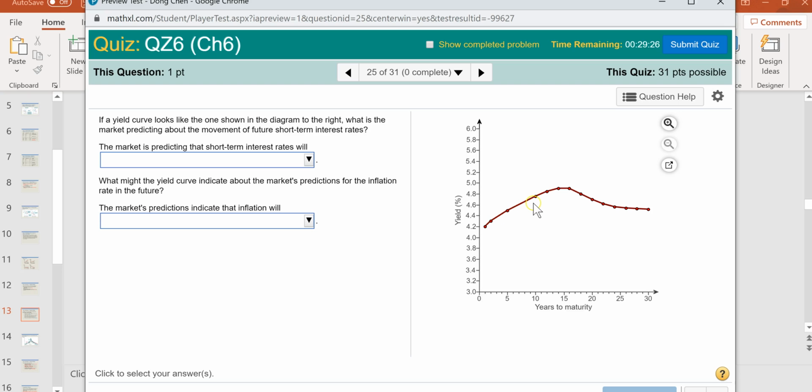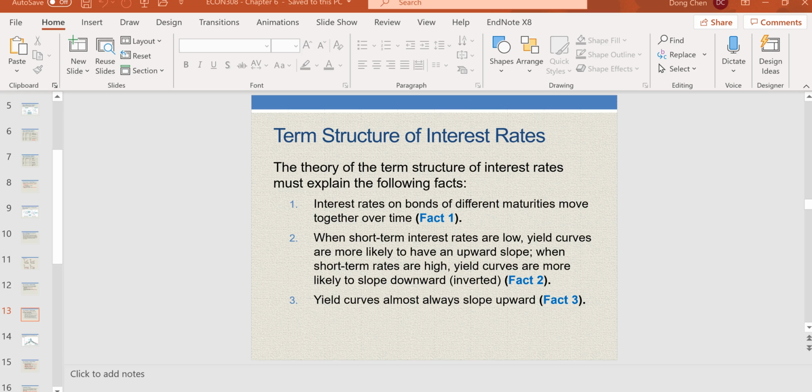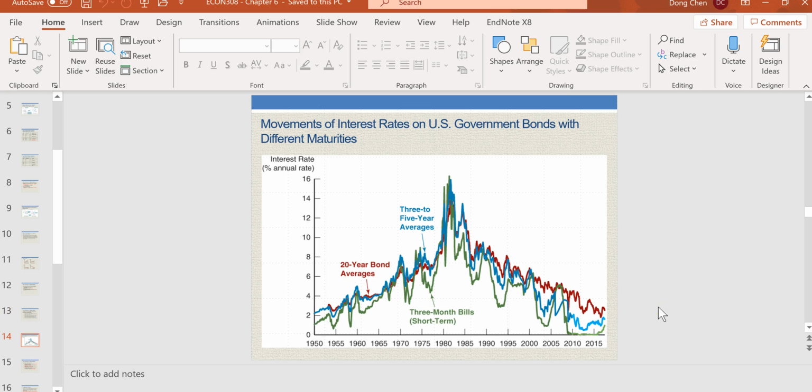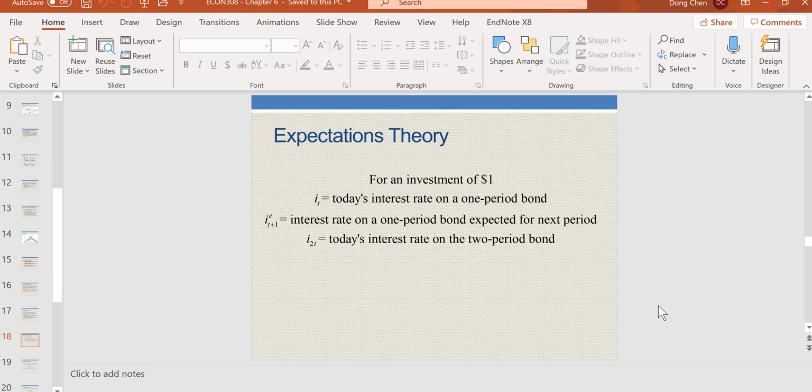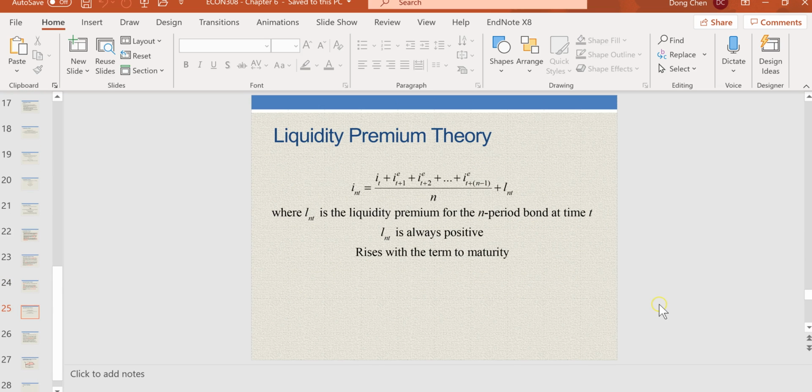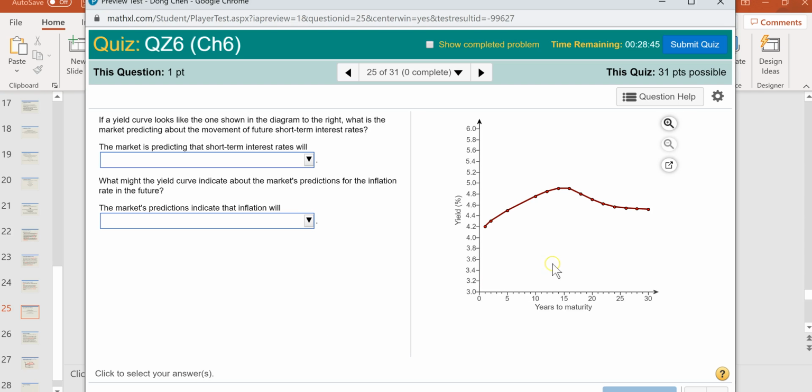If you look at the relationship between the long-term interest rate and the short-term interest rate, we can see that the long-term interest rate is an average of the short-term interest rates. Short-term here includes the current one and expected future short-term interest rates. It's an average of those, plus a liquidity premium. So the liquidity premium here is always positive.